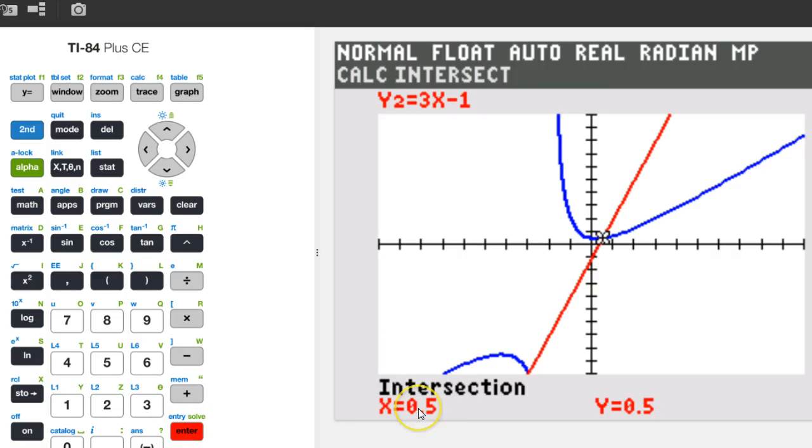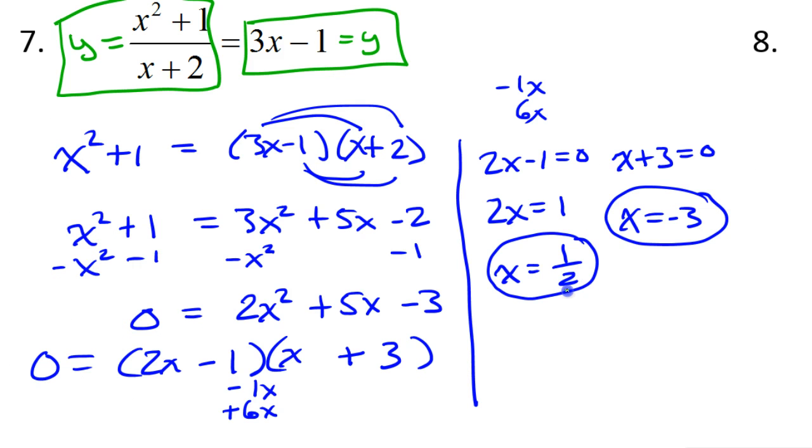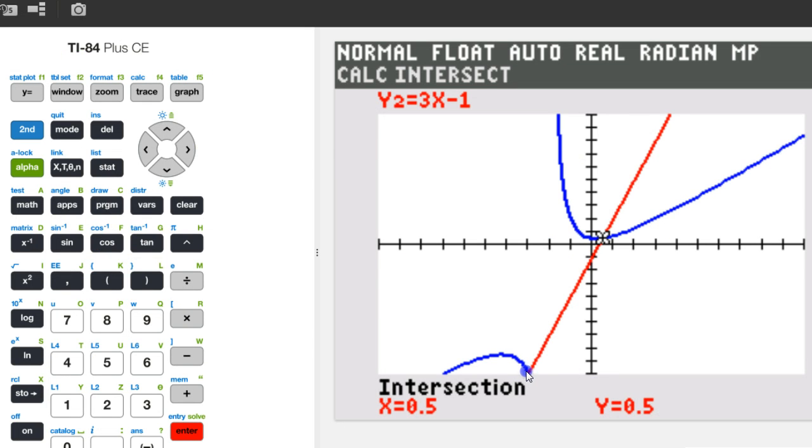So the intersection is 0.5, comma 0.5. Only the x value matters in this context. That means one of my solutions is 0.5. Well, that's the same thing as 1/2, so that makes sense. Now, what about the other solution? It's down here somewhere. I can't see it very well because it's going off the screen.